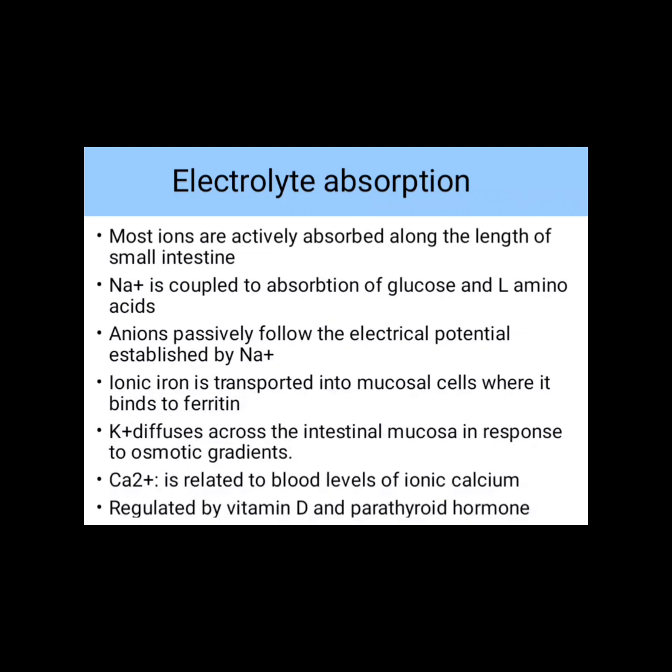Now then calcium. Calcium absorption is related to the blood levels of ionic calcium and it is regulated by vitamin D and parathyroid hormone. Then chloride absorption takes place by facilitated diffusion. A carrier membrane protein is essential. Then special transport mechanisms operate for the absorption of divalent and trivalent ions.